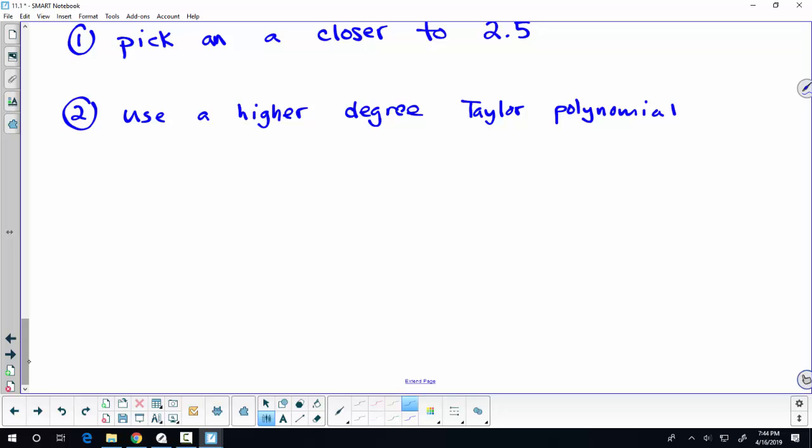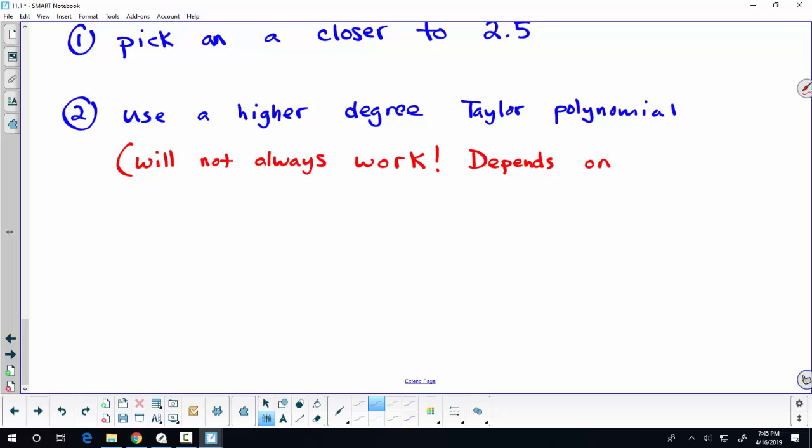Okay, there is a downside to the second improvement. Choosing a higher degree Taylor polynomial will not always work. We'll just put that in parentheses. As we'll see, as we progress through chapter 11, it really depends on what we'll talk about as the interval of convergence.